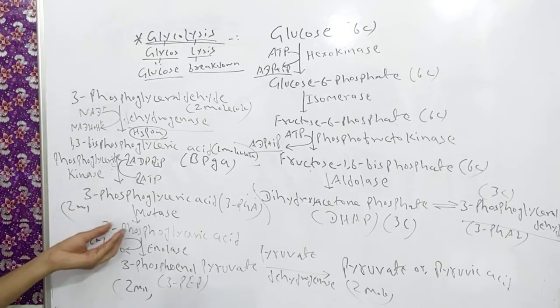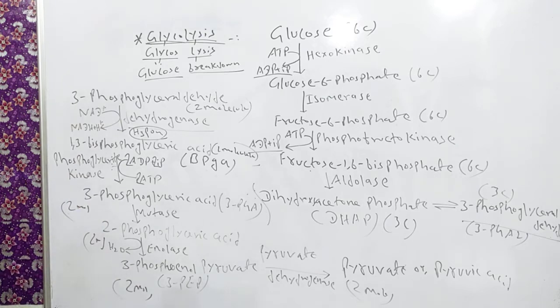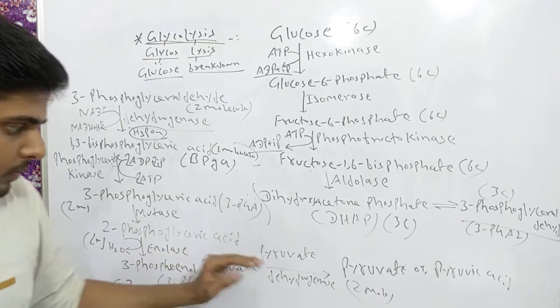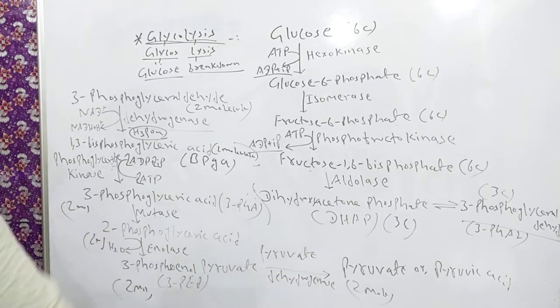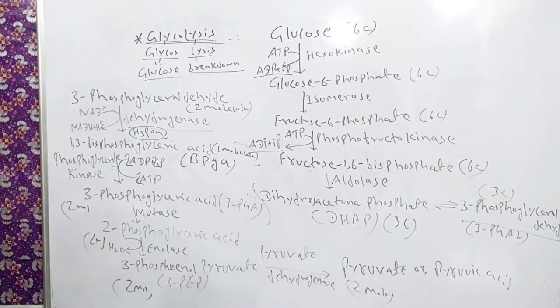Then mutation occurs, and this 3-phosphoglyceric acid gets converted into 2-phosphoglyceric acid, from where enolation occurs in the presence of the enzyme enolase, which converts it into phosphoenol pyruvate. This phosphoenol pyruvate, in the presence of the enzyme pyruvate kinase, gets converted into pyruvate or pyruvic acid, which is 2 molecules.